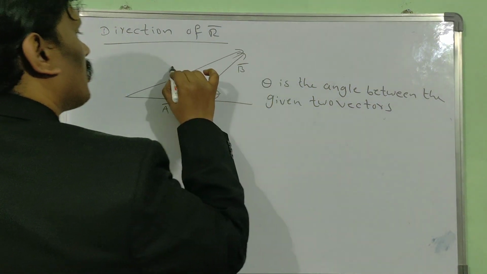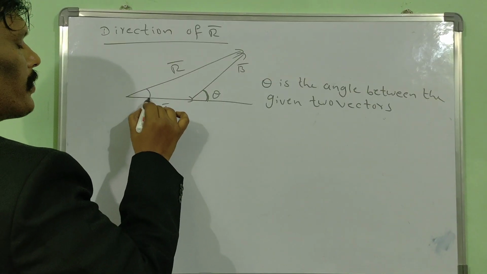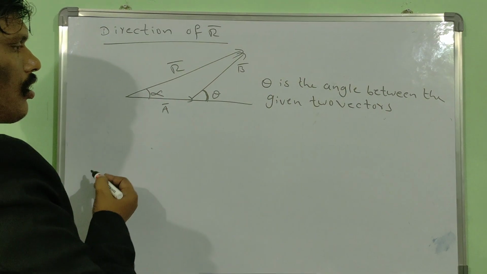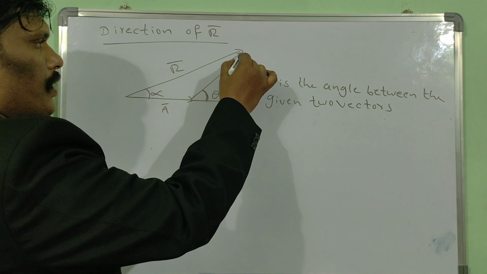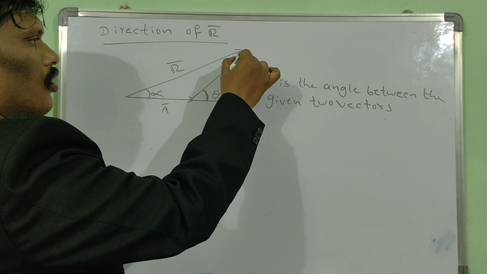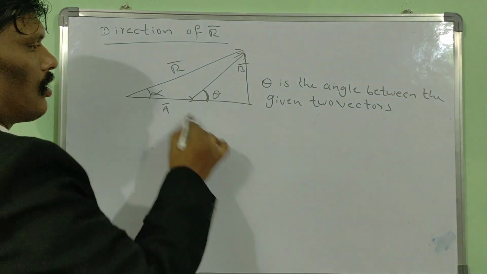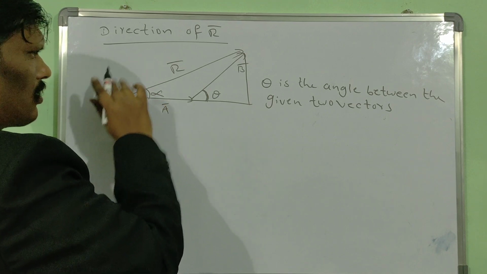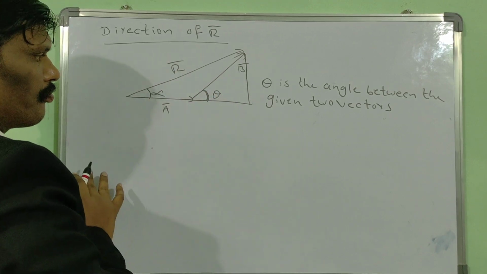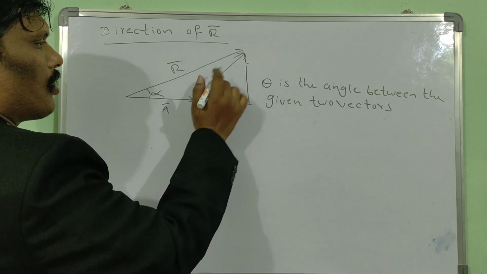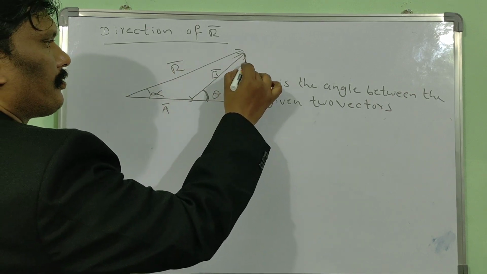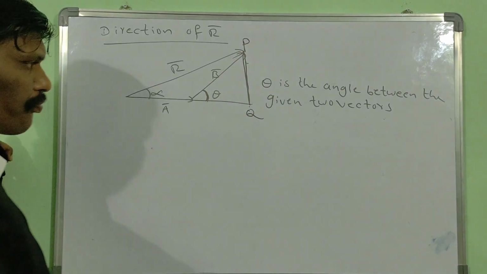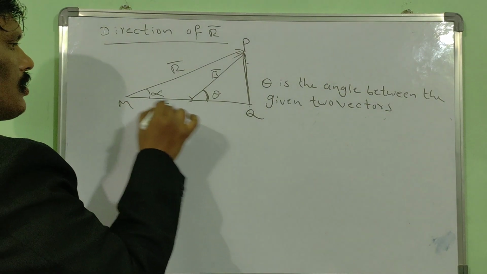Now this is the resultant vector. The resultant vector makes some angle with the A bar vector. How to calculate that? I'm going to drop a normal from this point onto the produced A bar vector. So this is the A bar vector, this is the B bar vector, this is the R bar vector. This is the normal drawn from this point. Consider this point P, this point Q, this is M, this is N.